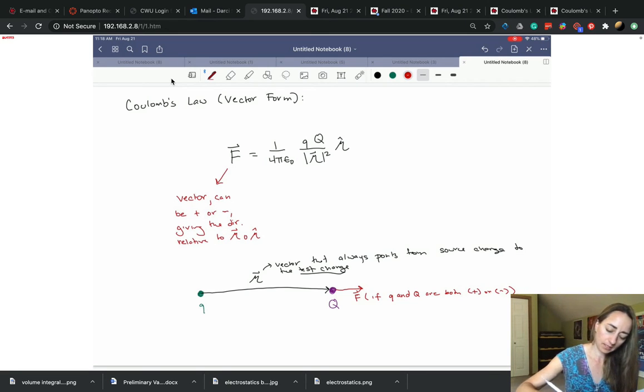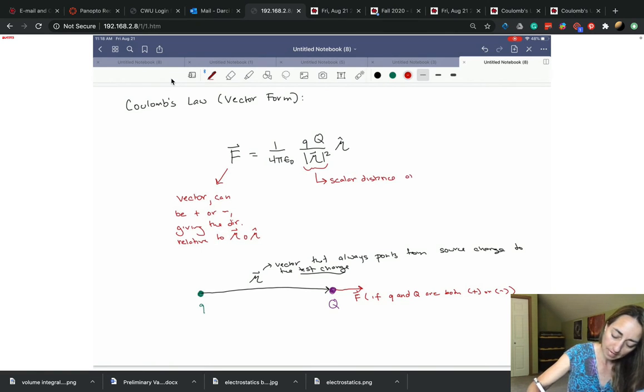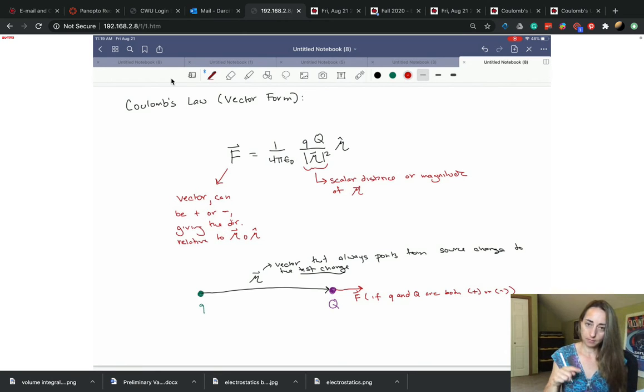What we have down here, again, those absolute value signs mean that what we're putting down here is the scalar distance, or the magnitude, the length of that r vector, which always points from little q to big Q.